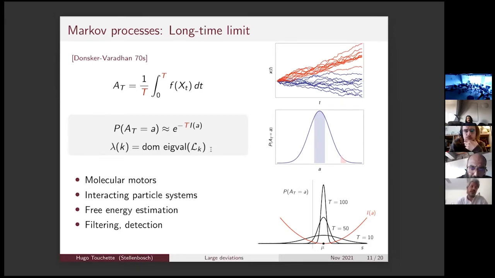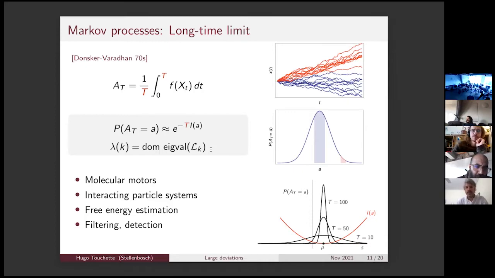So we know here that lambda of k, the scaled cumulant generating function, will be the dominant eigenvalue of some linear operator that we call the tilted operator. I don't want to spell out the details, they're quite technical, but the upshot here is that calculating large deviations for this regime is equivalent to a spectral problem. So it's a difficult problem.